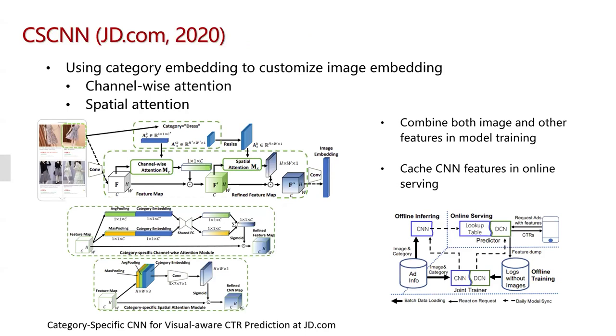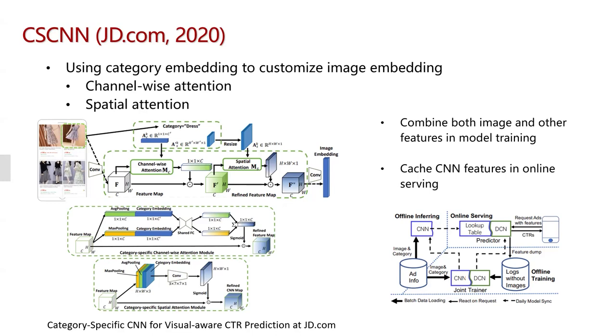And then I will introduce this work again. This work was actually introduced by other speakers, but I would like to introduce it again because it is very representative. And this work uses category embeddings to customize the image embedding. And this is very interesting, right? Because in most systems, we may prefer to use category features as separate features, and we just combine the visual embeddings with category embeddings, right? But this work shows that if we use category embedding to customize the learning of image embedding, the performance may be better.